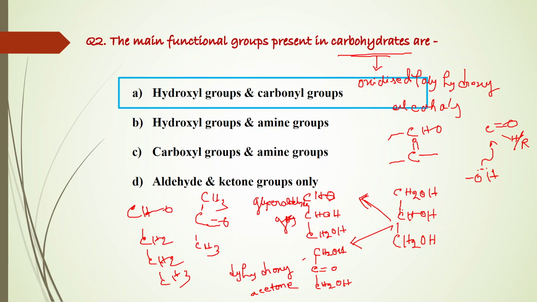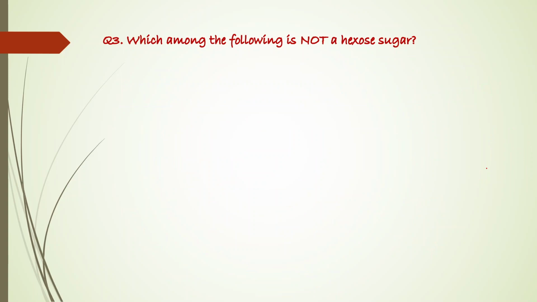I hope this clears your doubt, because most of you answered D. Okay. So let us move to the next one. This is your question number 3. It is stating, which of the following is not a hexose sugar. Hexose means, obviously you know, hex means you have 6 carbon atoms. These are the options: glucose, fructose, ribose and galactose. You have to identify which among them is not a hexose sugar.